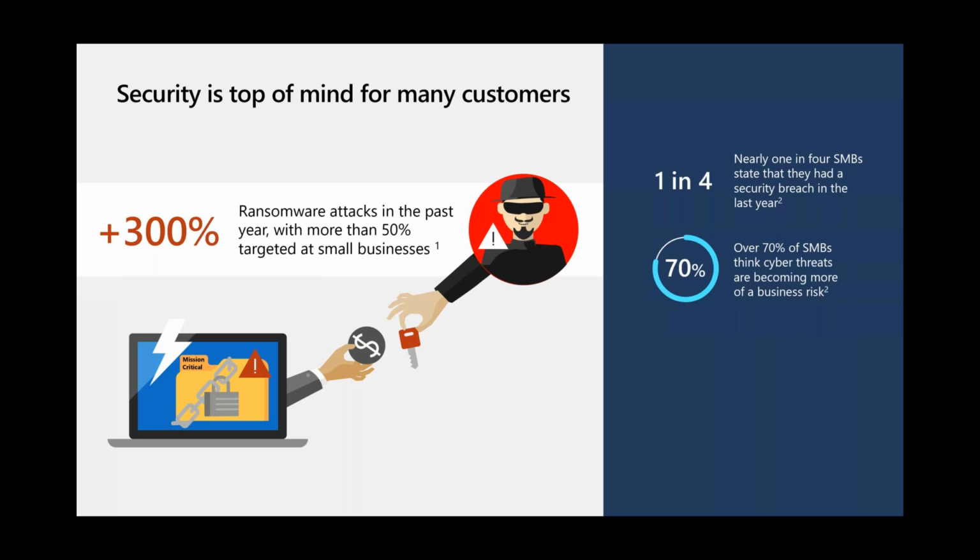70% of SMBs think that cyber threats are becoming more of a business risk. I think that number is too low. Surely, if you're in charge of IT or cybersecurity for your organization, you know this is potentially a big problem. It says 70% of SMBs think it's becoming more of a risk. I think it should be 100%. You need to make sure that you're on top of this stuff, because this really is a true example of when prevention is better than the cure.